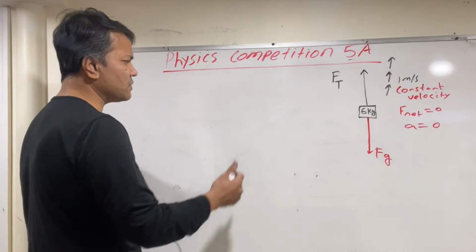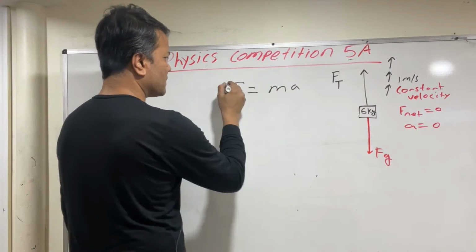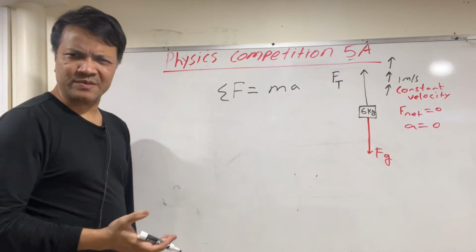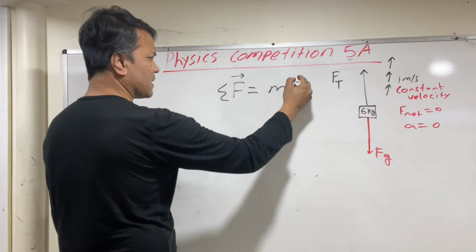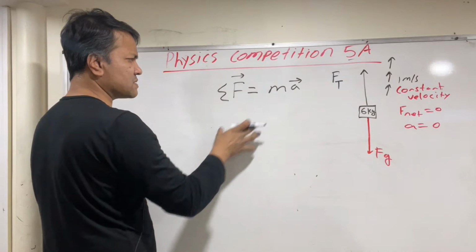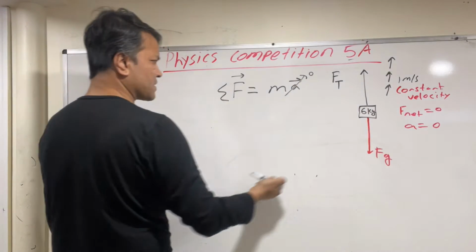So what are you going to do? You're going to use your conversation with Newton's second law, as always. Don't forget to put an arrow because force is a vector quantity. Mass is a scalar quantity. Acceleration is 0 for the reason we explained over here.